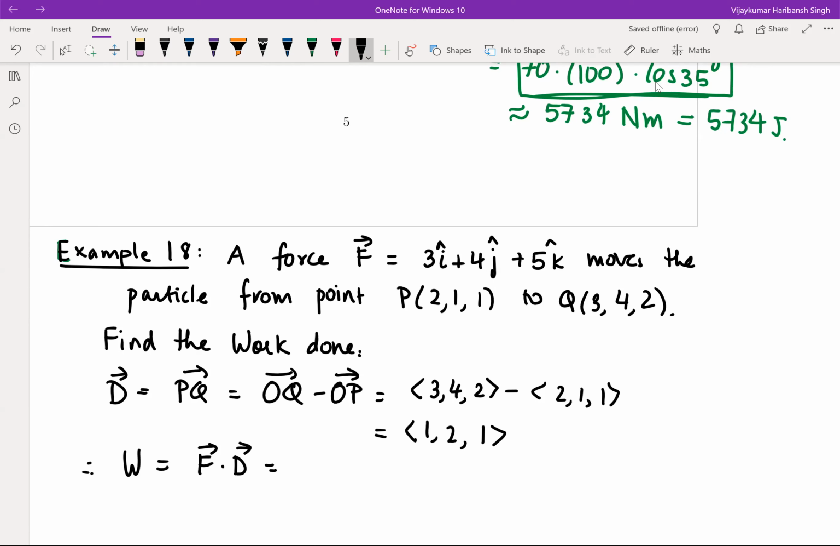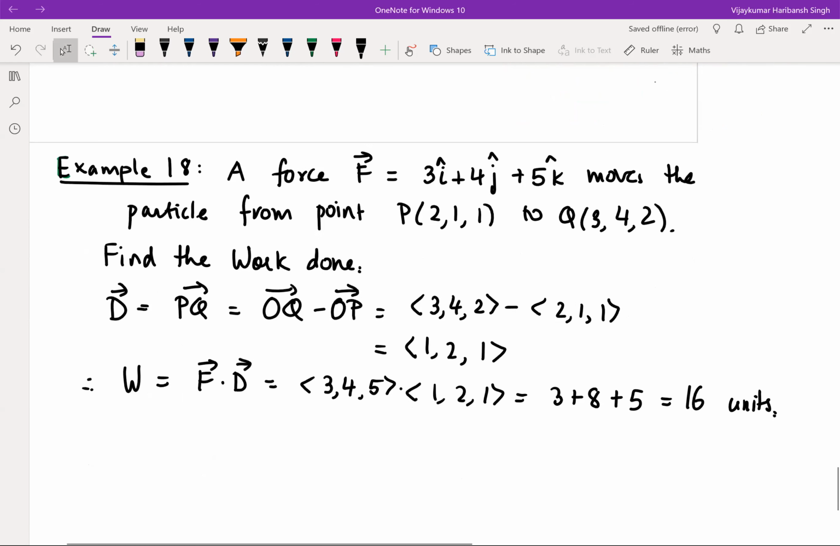So therefore, work done is F dot D, which is going to be F, which is (3, 4, 5), that's another way of writing the same thing, dotted with (1, 2, 1), which is 3 plus 8 plus 5, which is going to be 13 plus 3, which is 16 units. These units could be specified if length was in meters and the magnitude of force is in Newton, then the work done would be in joules.